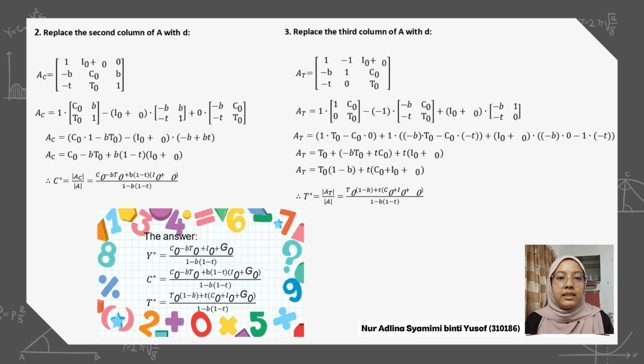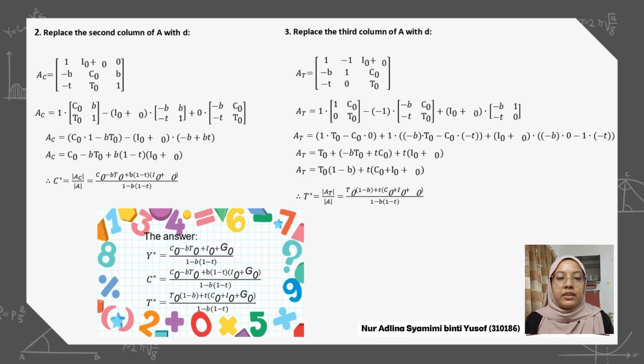The determinant gives us the following result: T star equals T sub O times open bracket 1 minus B close bracket plus T times open bracket C sub O plus I sub O plus G sub O close bracket. And then we divide it by 1 minus B times open bracket 1 minus T close bracket.